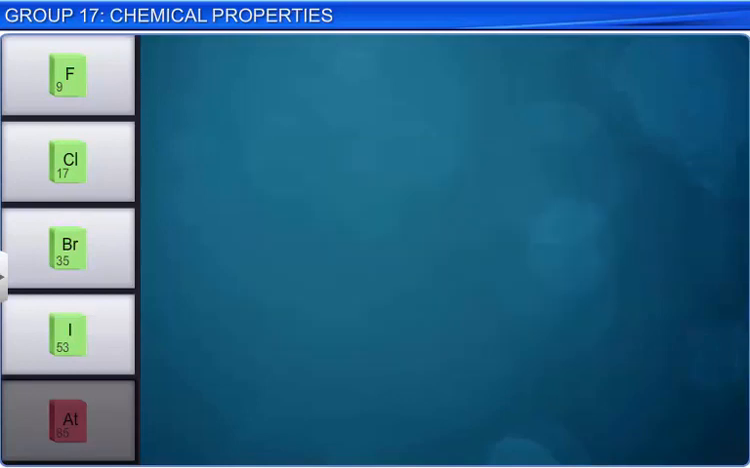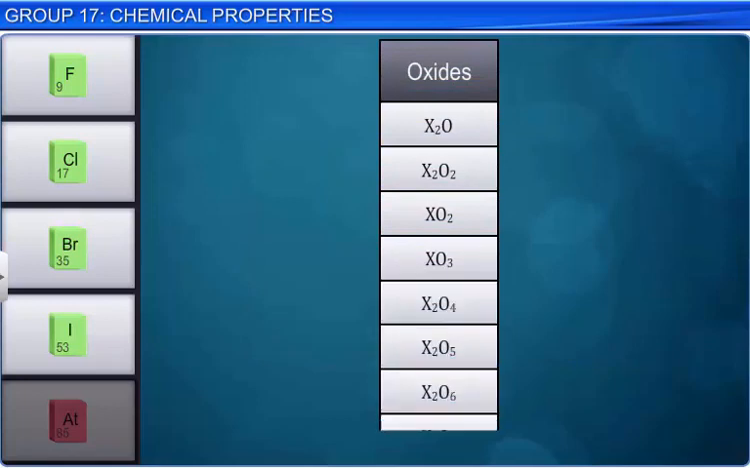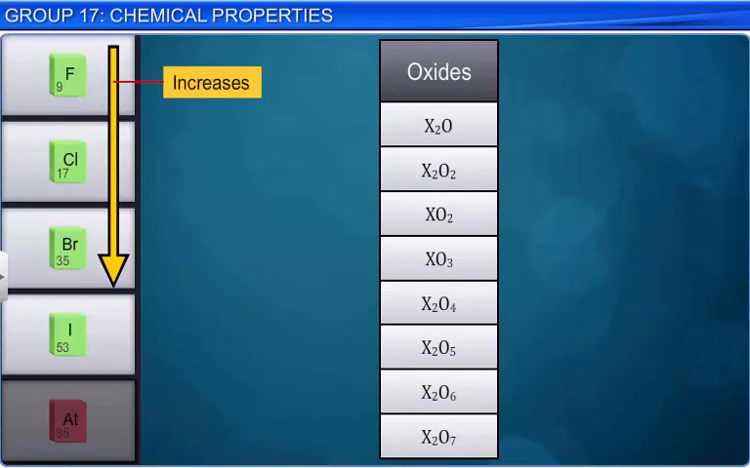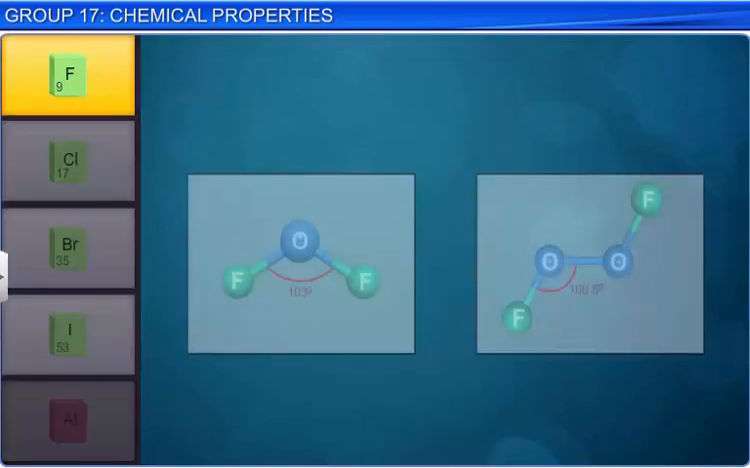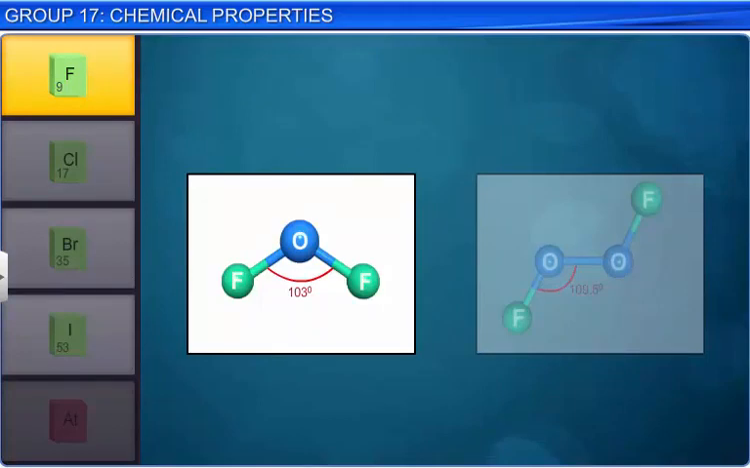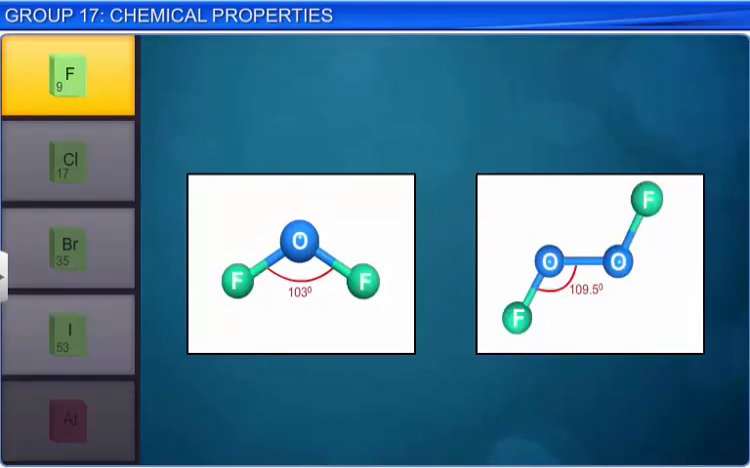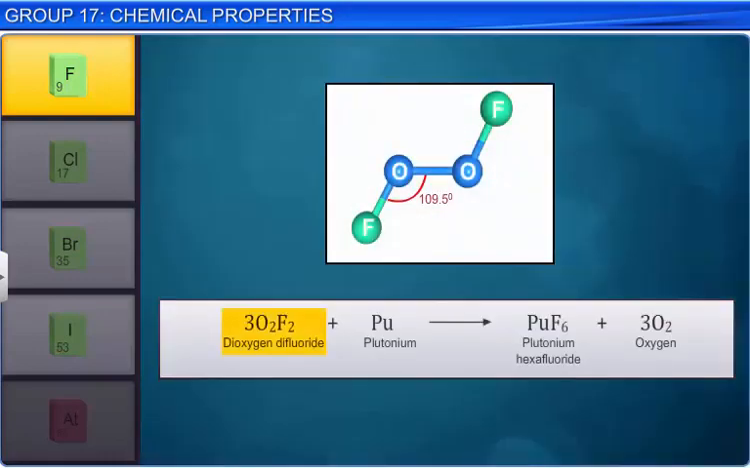Halogens form many oxides with oxygen. The stability of these oxides increases down the group. Fluorine forms only two oxides, OF2 and O2F2. These two are thermally stable at room temperature, and both are fluorinating agents due to the high electronegativity of fluorine. For example, O2F2 fluorinates plutonium to plutonium hexafluoride.